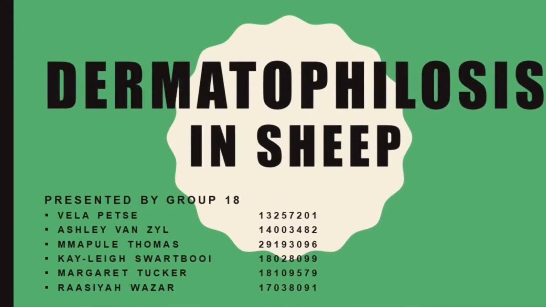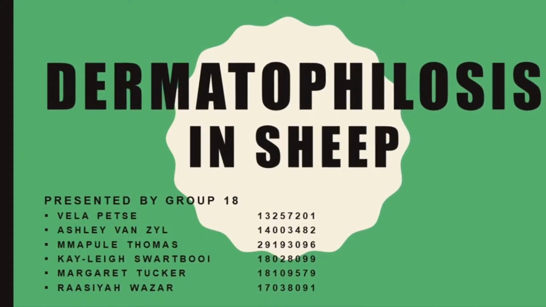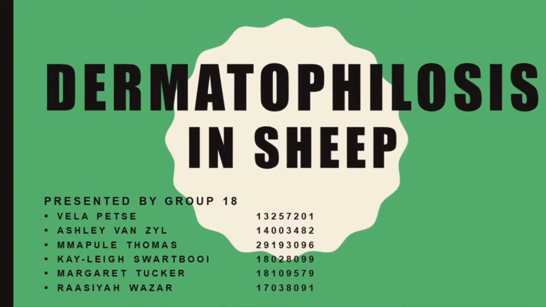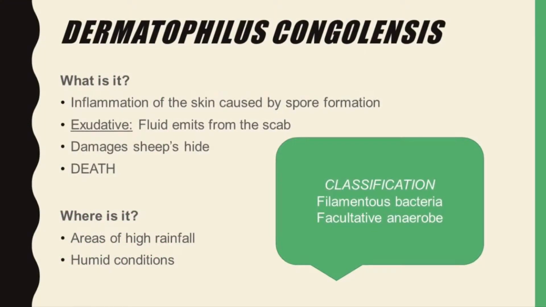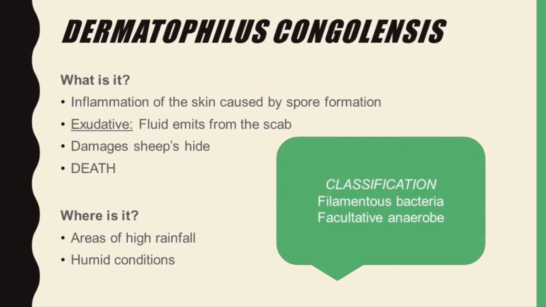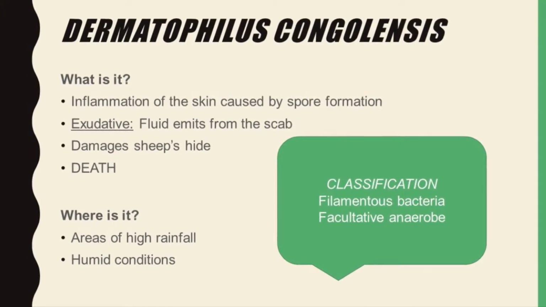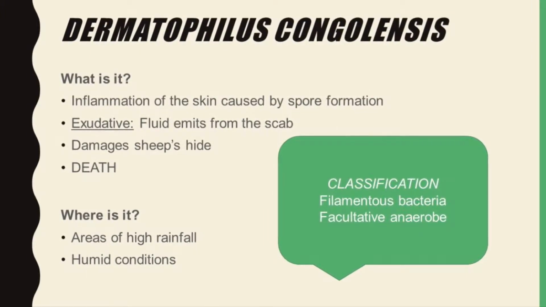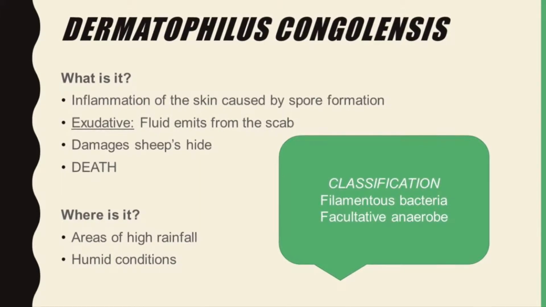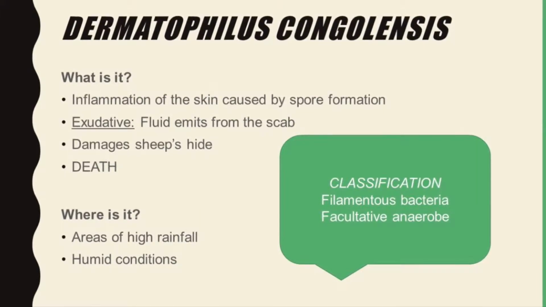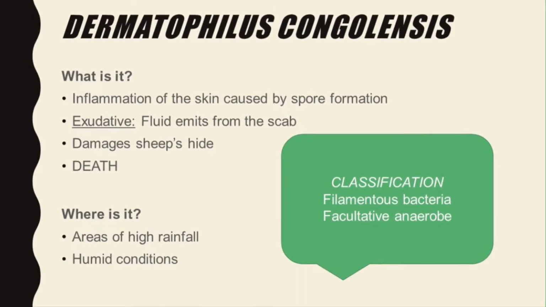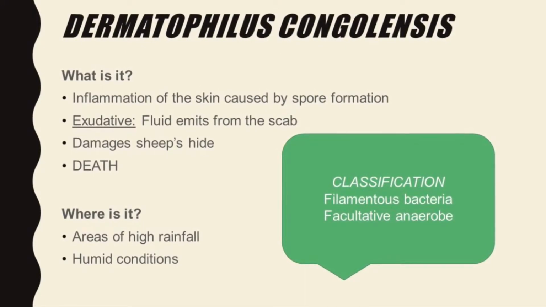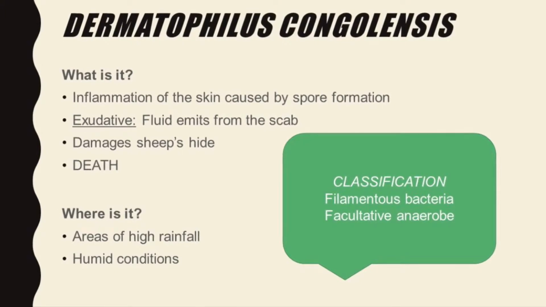Hello everyone. In this PowerPoint presentation, we will be discussing a skin disease in sheep called dermatophilosis as Group 80. Dermatophilosis is a dermatitis, or an inflammation of the skin, that is caused by a spore-forming bacterium called Dermatophilus congolensis. It is exudative, which means that a fluid emits from the scab formed due to the inflammation, and it damages the hide of the sheep. It also sometimes results in death.